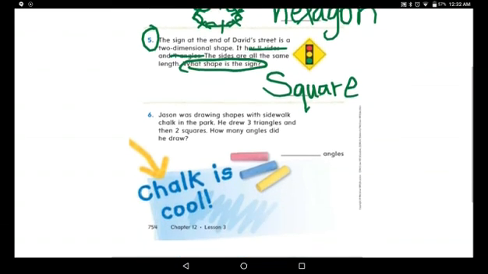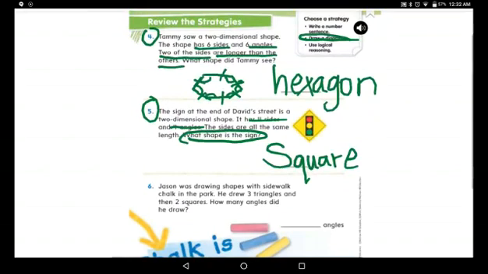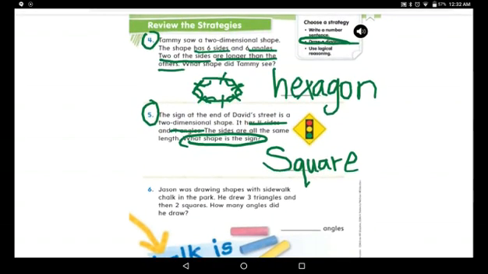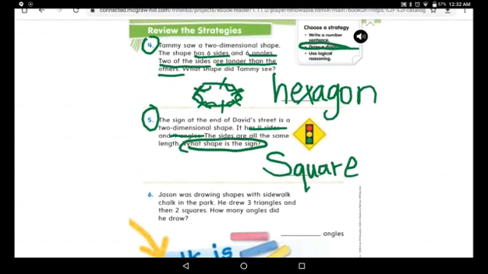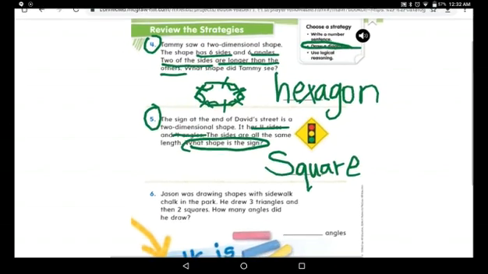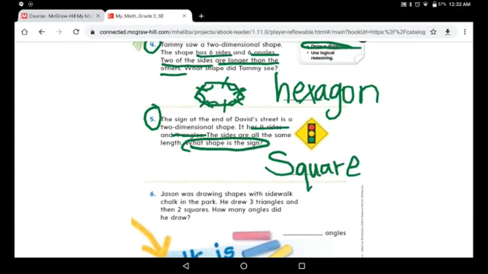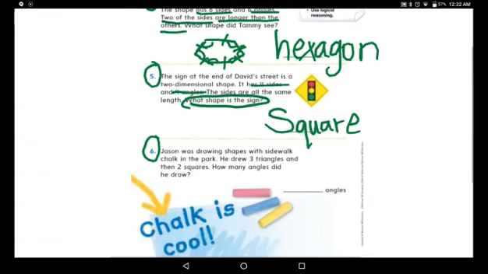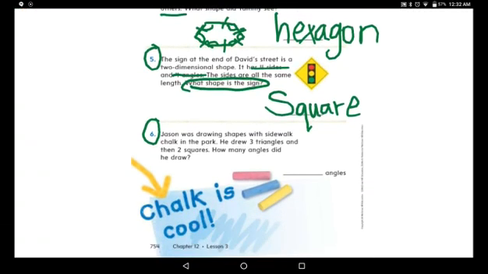Great job. Do you want me to be done with this question too, or will you do it alone? Okay, why did I ask you? Of course you will do it alone. You're super smart. Do it alone, please, and send me your work.